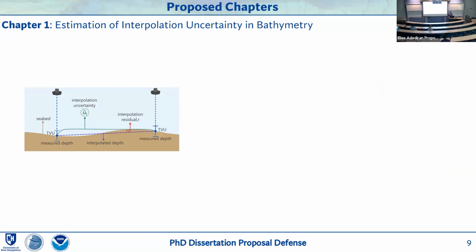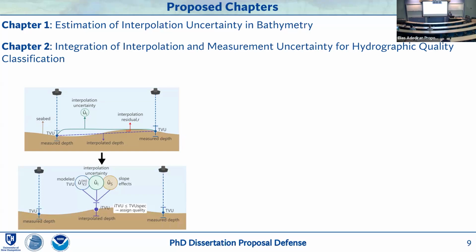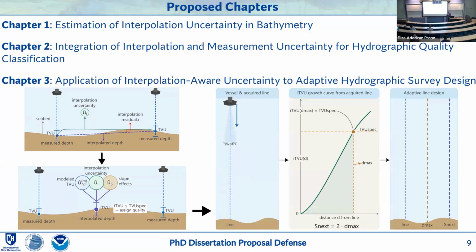So in this work, I'm proposing 3 interconnected chapters. The first chapter focuses on the estimation of interpolation uncertainty in bathymetry. The second chapter focuses on integration of this interpolation uncertainty and measurement uncertainty for hydrographic quality classification. The third chapter focuses on the application of interpolation-aware uncertainty. How do we use this information to plan hydrographic surveys? How do we make hydrographic survey design adaptive? I will get into the details of what I mean by that soon.